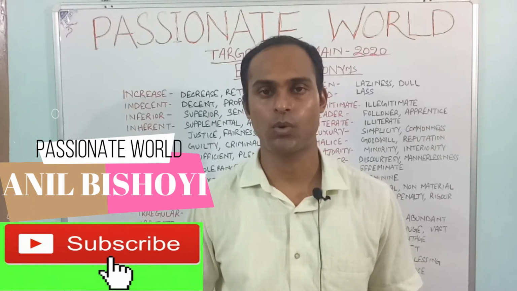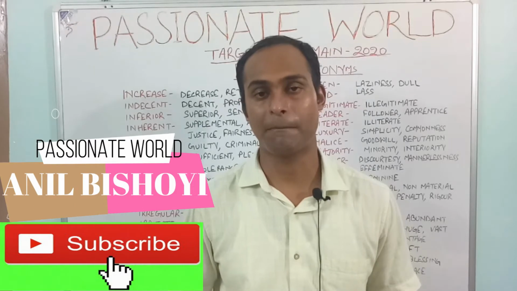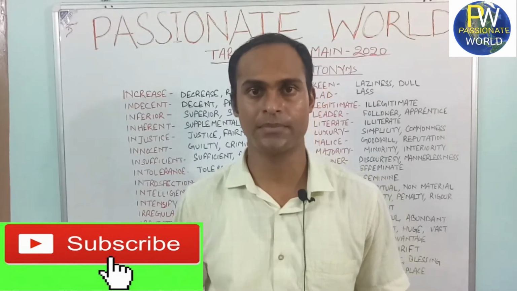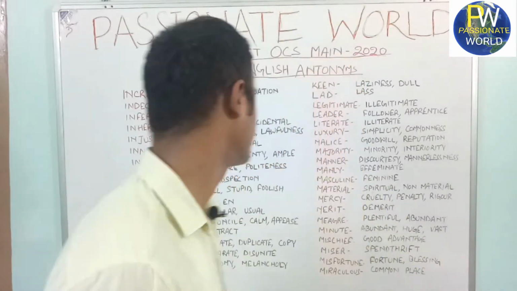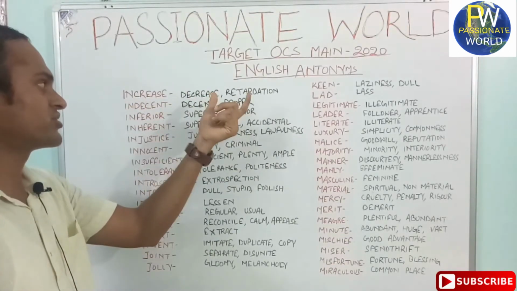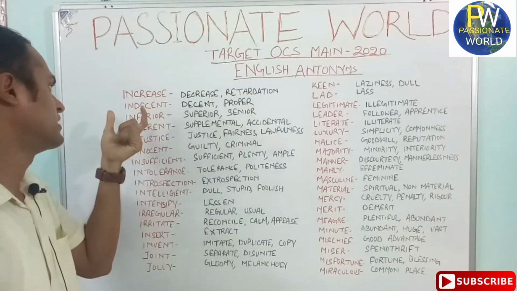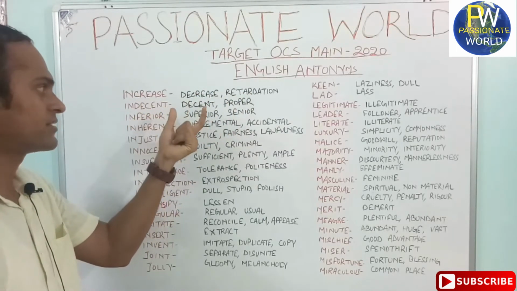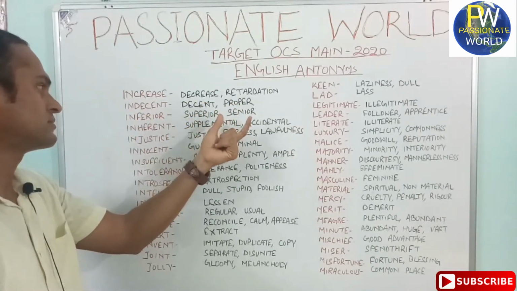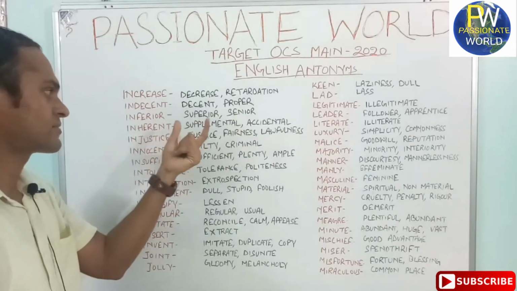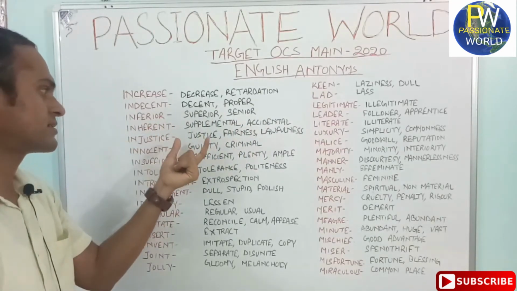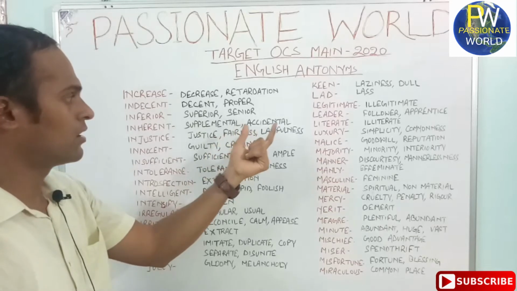Friends, in the first part we dealt with many antonyms, and today we will discuss a few more antonyms. Let's start today's discussion. Increase, decrease or retardation. You can write decrease or retardation. Indecent, decent or proper. Inferior, superior or senior. Inherent, supplemental or accidental. Injustice, justice or fairness or lawfulness.